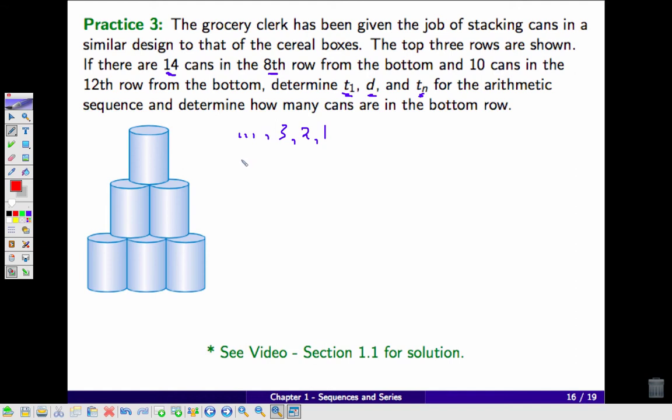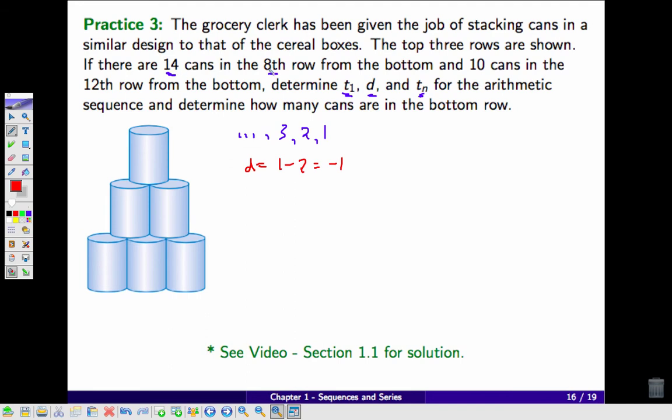So we already know the final terms. Because we're given 3 terms, we can still figure out what D is. D will be 1 minus 2 or 2 minus 3. Either way, you're going to get negative 1. This is your first example of D being negative. When D is negative, the sequence will always decrease.